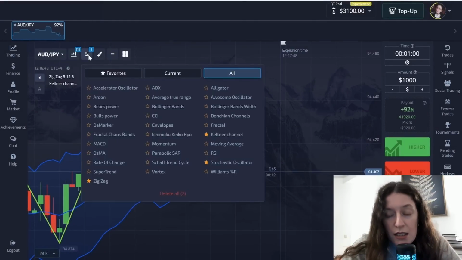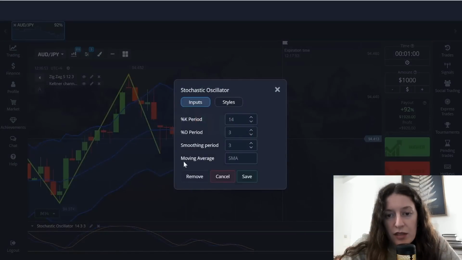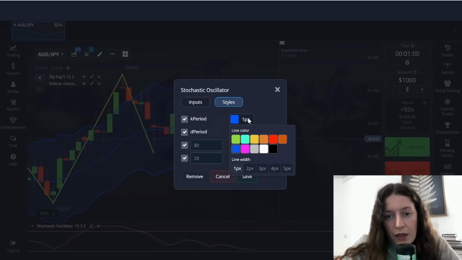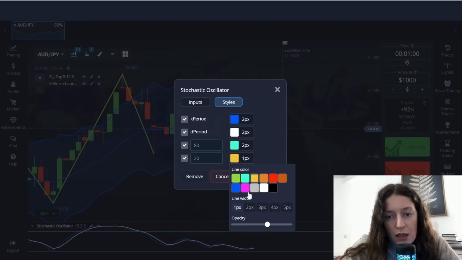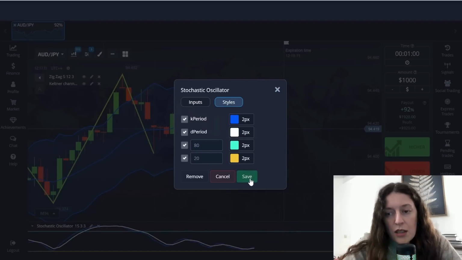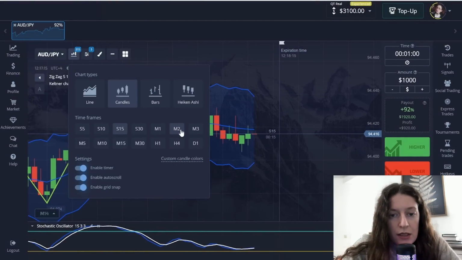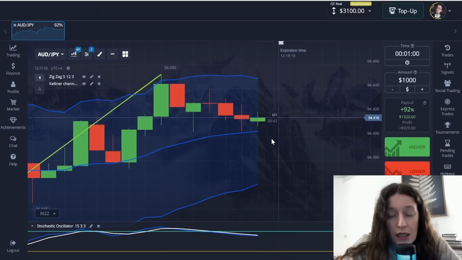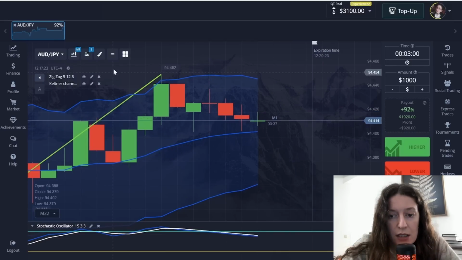The third and last indicator of this method is the stochastic oscillator. The periods are 15, 3 and 3. Let's install double MA. Also change some colors, thicken lines and save. That's all. Setting indicators. I set the candles to 1 minute and trading time interval to 3 minutes.